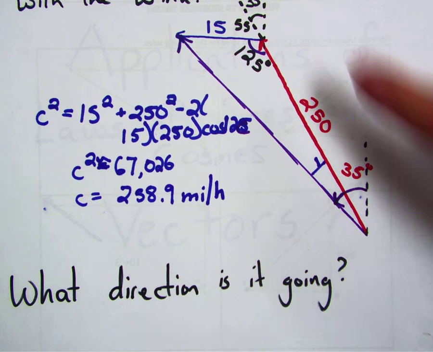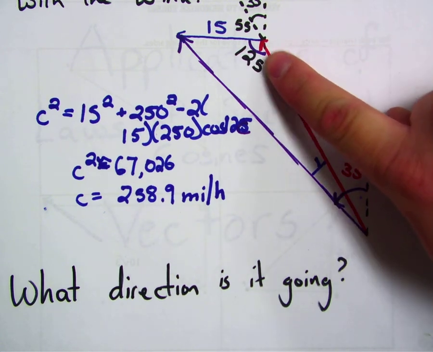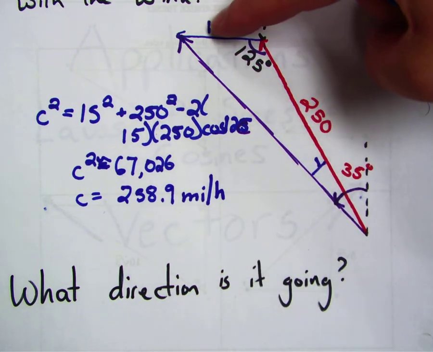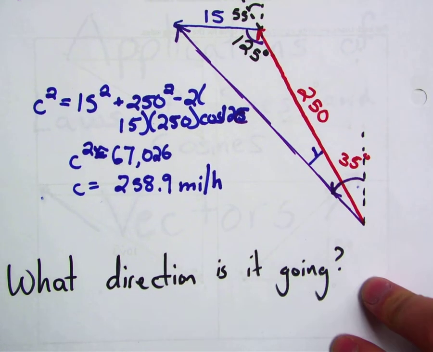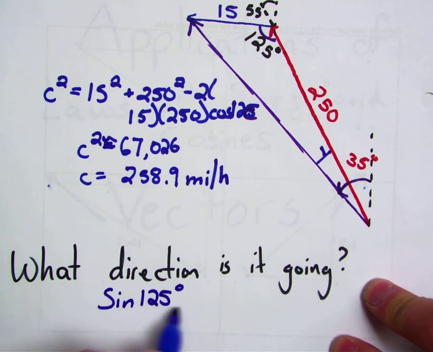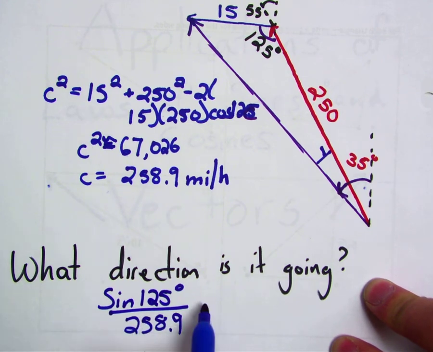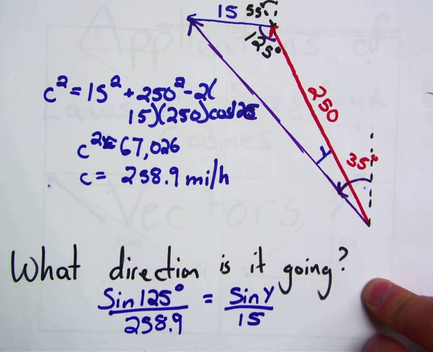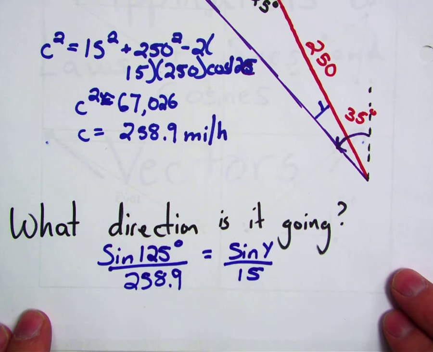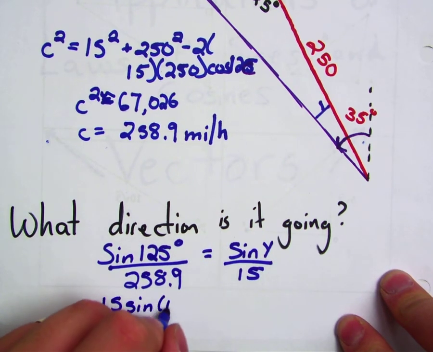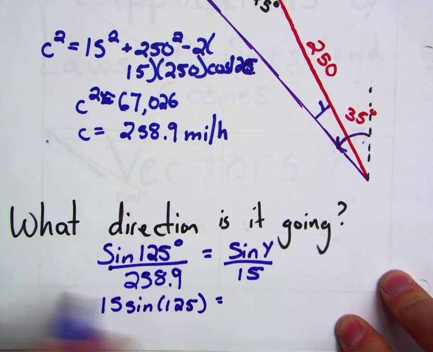Well, this is where the law of sines can come in. We know this 125-degree angle, and we just found our opposite side of 258.9. We have the 15, and we want to find the y. So we can use our law of sines. The sine of 125 degrees divided by the opposite side, which is 258.9, is going to equal the sine of the angle we don't know over the opposite side, 15. To solve this, it's simply a matter of cross multiplying. 15 times the sine of 125 equals 258.